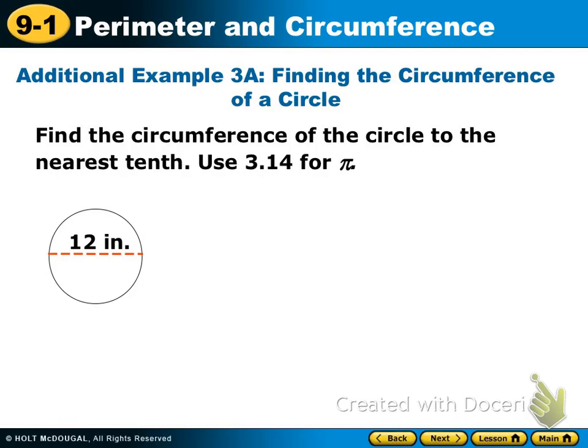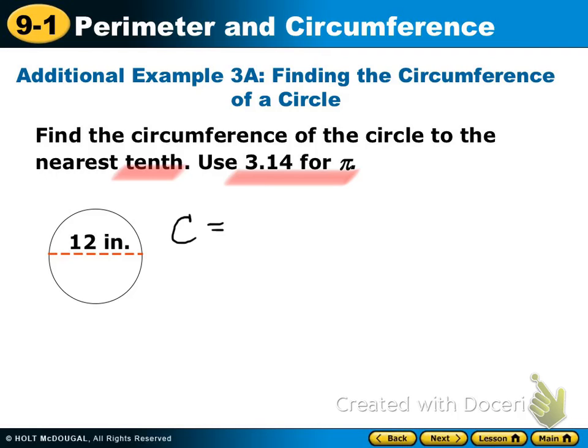Okay, here's a circle where we have to find the circumference, and you want to be careful to read instructions: we have to round it to the nearest tenth, and we are allowed to use 3.14 for pi. So, first thing we have to do is set up our formula.